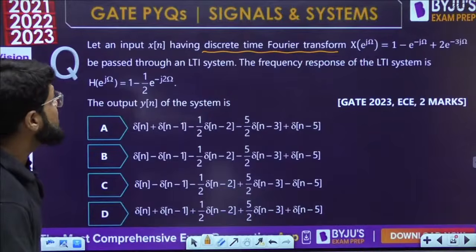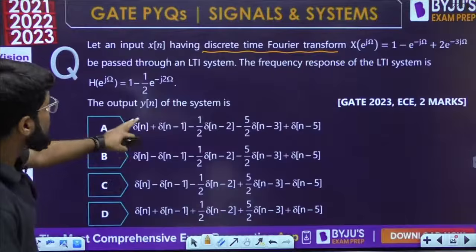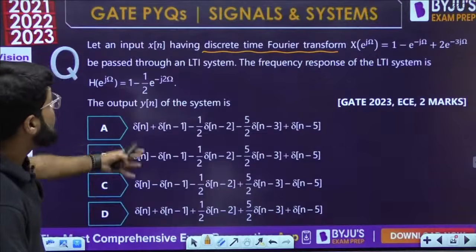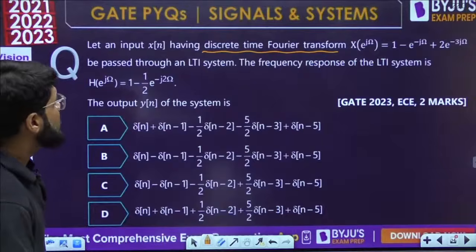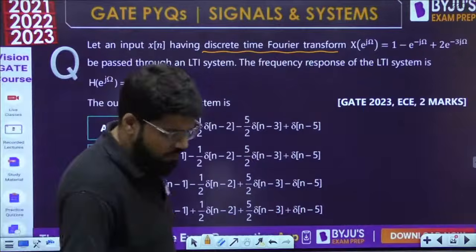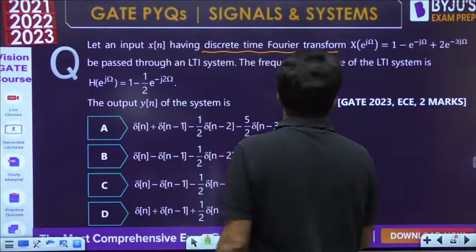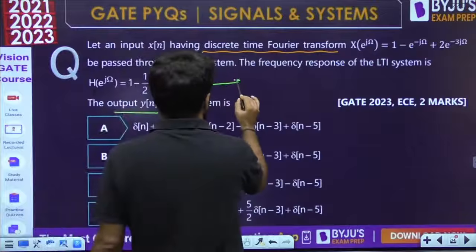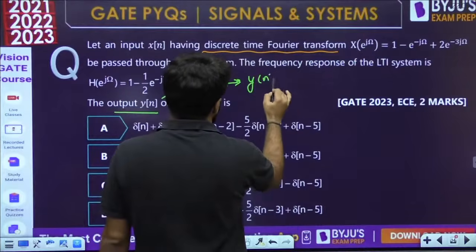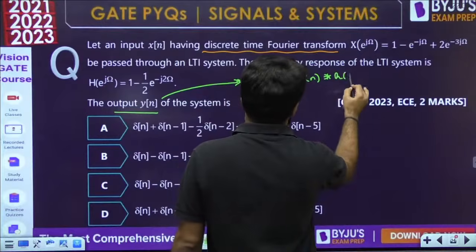The frequency response of the system is also given to you, 1 minus half e power minus j omega. The output of the system is required, and output is in what domain? Okay, it is desired in the time domain. Let's convert that too, okay. But at least in the frequency domain, see, what is the output? If you want to find it in the time domain, there is the convolution. yn is equal to xn convolution with hn.